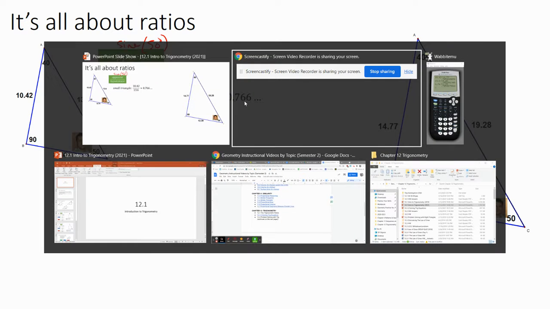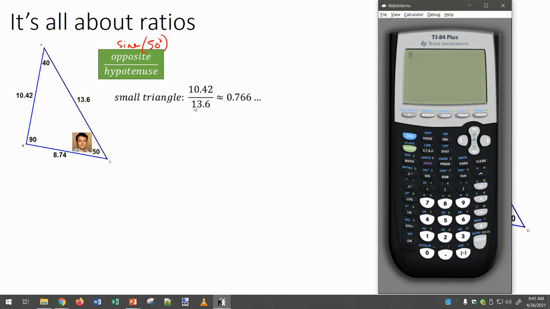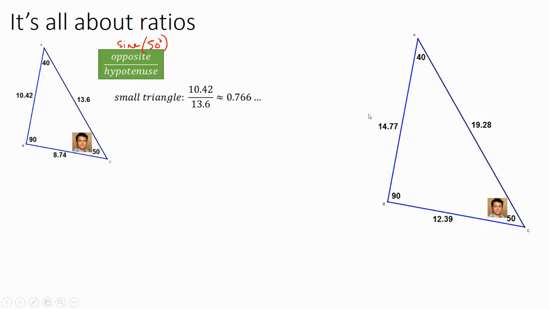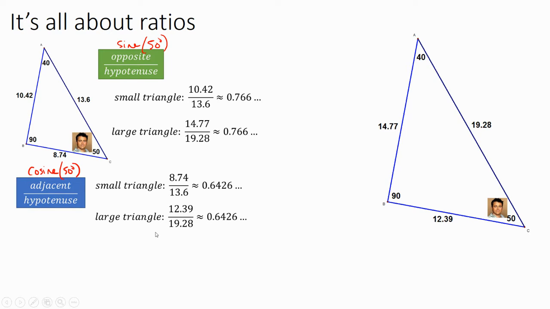Okay, and I can show you on my calculator now. Now, it's not just for these two special triangles. If I say sine of 50 degrees, I get that same 0.766. It's just a few more decimals on the rest. Now, if we do the large triangle, of course we get the same thing because it's just the sine of 50. Now, if we do adjacent, that's cosine of 50. That's going to give us this ratio for both triangles.